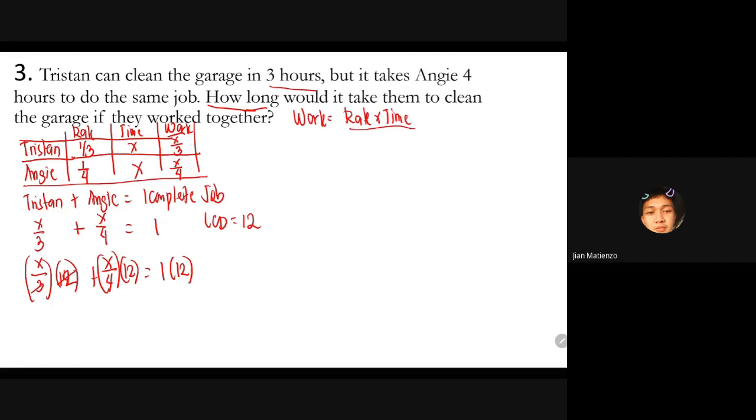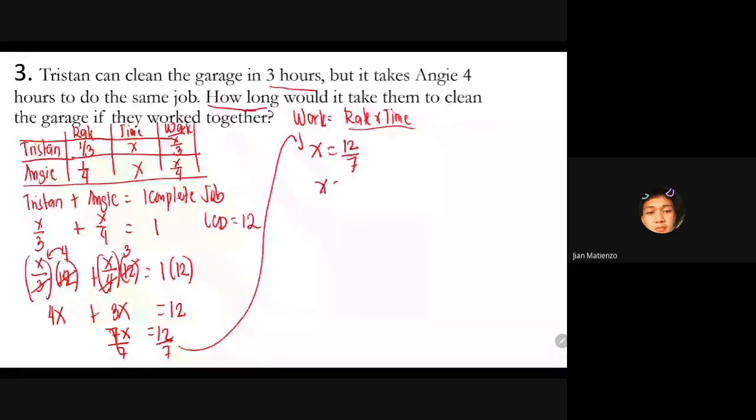Ang 12 at saka 3 can be divided, that will give us a quotient of 4. Ang 12 at saka 4 can be divided, that will give us a quotient of 3. So 4 times x, that's 4x, plus 3 times x, that's 3x, is equal to 12. So this will give us 7x is equal to 12. Dividing both sides by 7, x will be equal to 12 over 7, or when converting it into a mixed number, that will give you 1 and 5 over 7 hours.